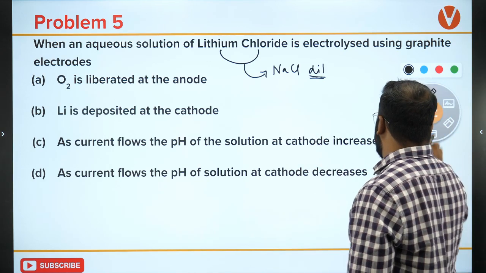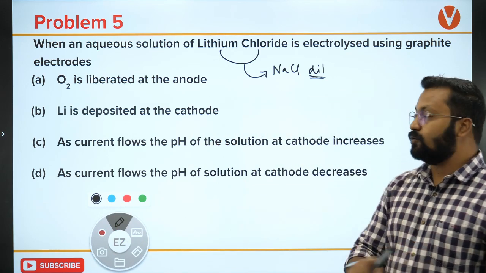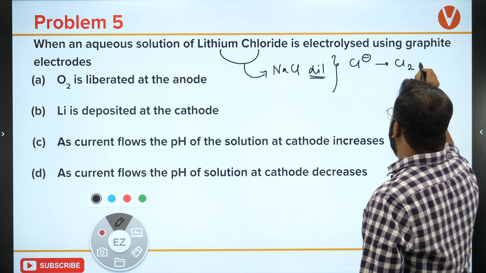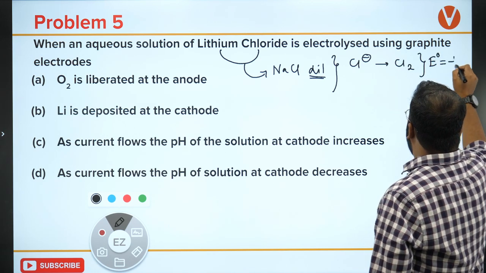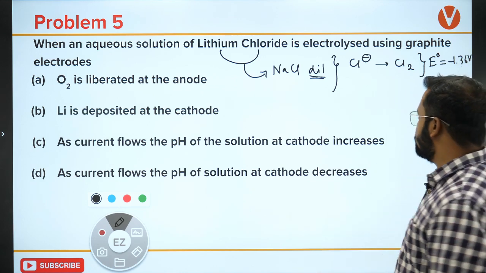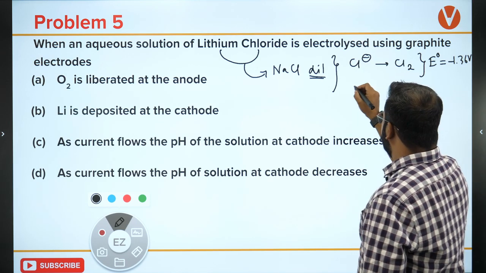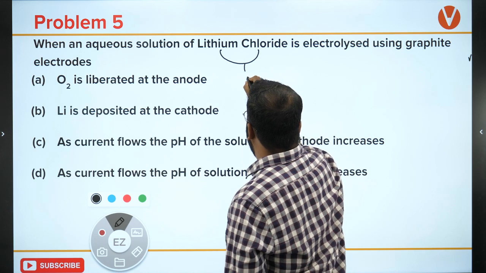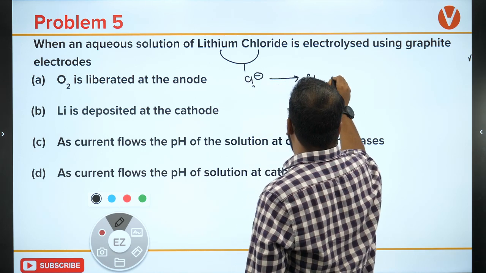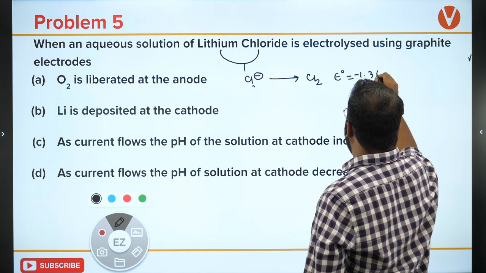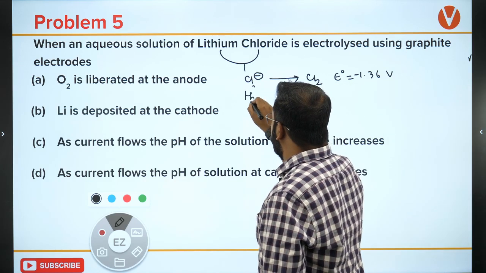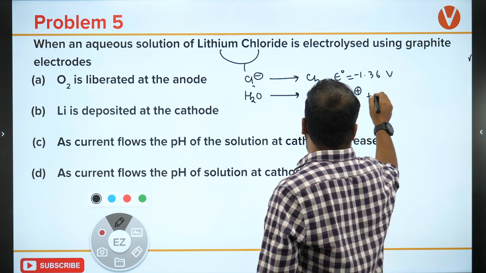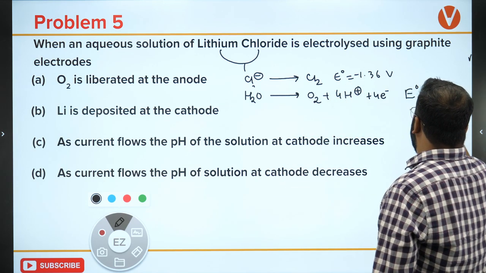Now in the sodium chloride scenario I had told you to remember the potential values, because potential values are important. Cl minus converting into Cl2, this E0 value was minus 1.36 volts. Let me write it a little more clearly so that you can understand. Water's oxidation to change into O2 plus 4H plus 4 electrons, this E0 value is minus 1.23 volts.